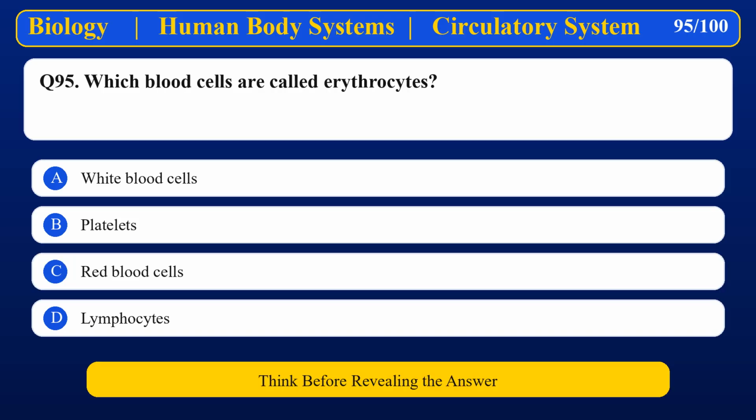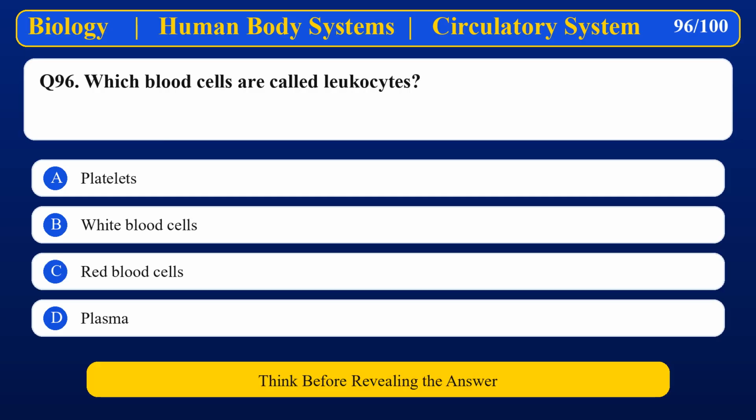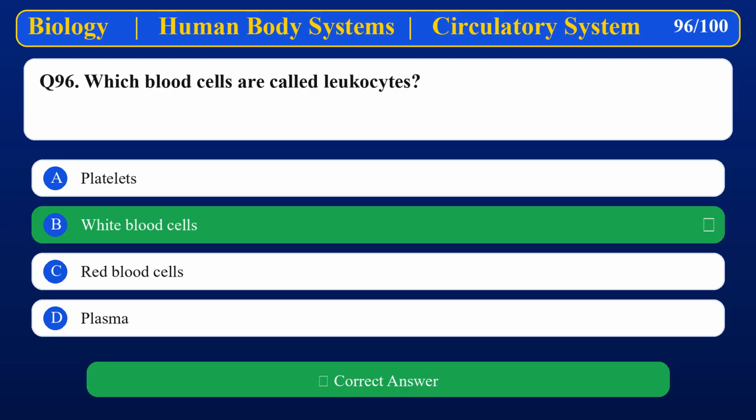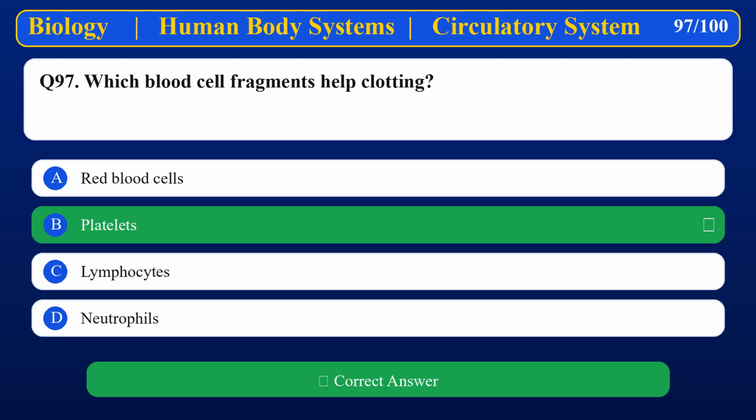Heart. Which blood cells are called erythrocytes? Red blood cells. Which blood cells are called leukocytes? White blood cells. Which blood cell fragments help clotting? Platelets.